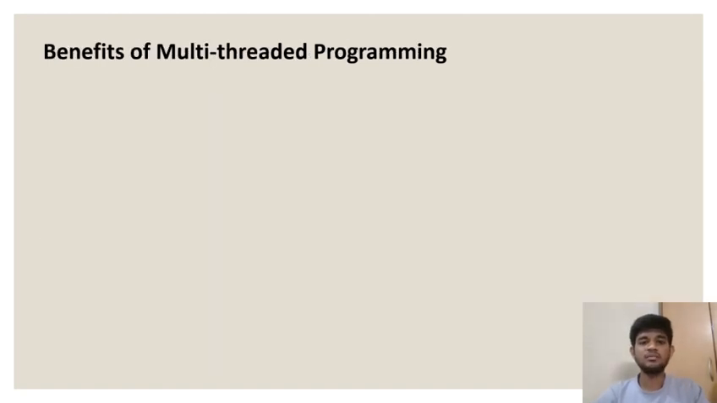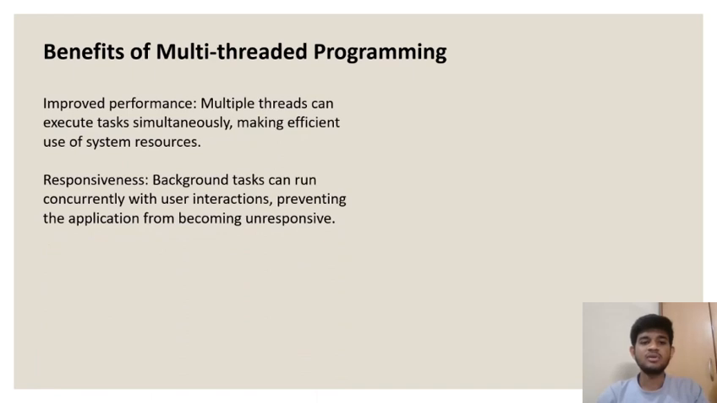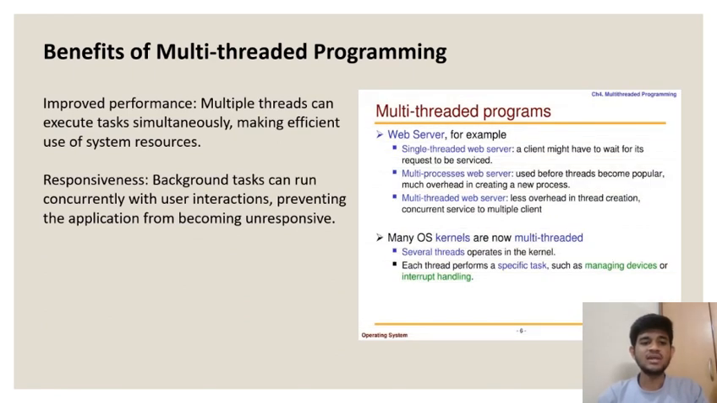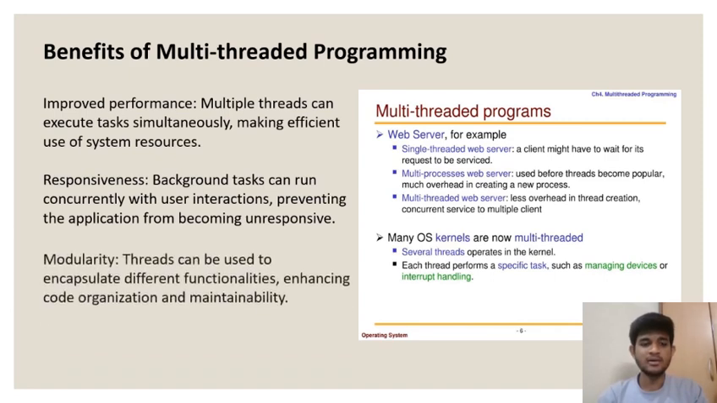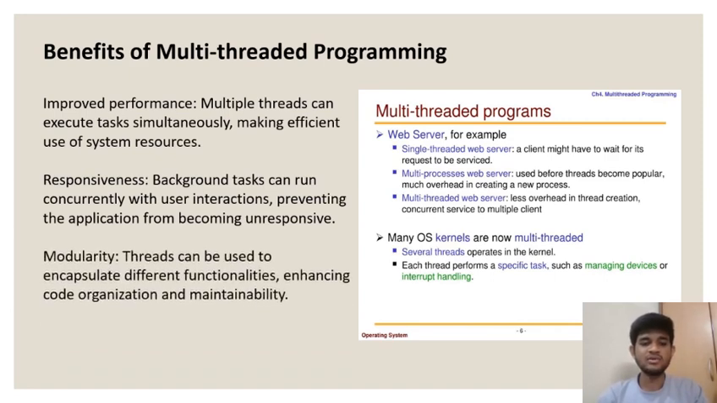Benefits of multi-threaded programming. Improved performance: multiple threads can execute tasks simultaneously, making efficient use of system resources. Responsiveness: background tasks can run concurrently with user interactions, preventing the application from becoming unresponsive. Modularity: threads can be used to encapsulate different functionalities, enhancing code organization and maintainability.